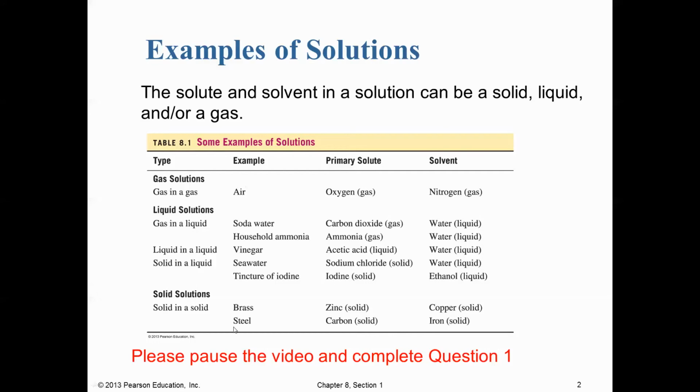And then finally we can have solid solutions, and these are where we have solids dissolved into solids. And metal alloys are fantastic examples of this. So carbon dissolved into iron is what's known as steel, but it's an example of a solid solution.